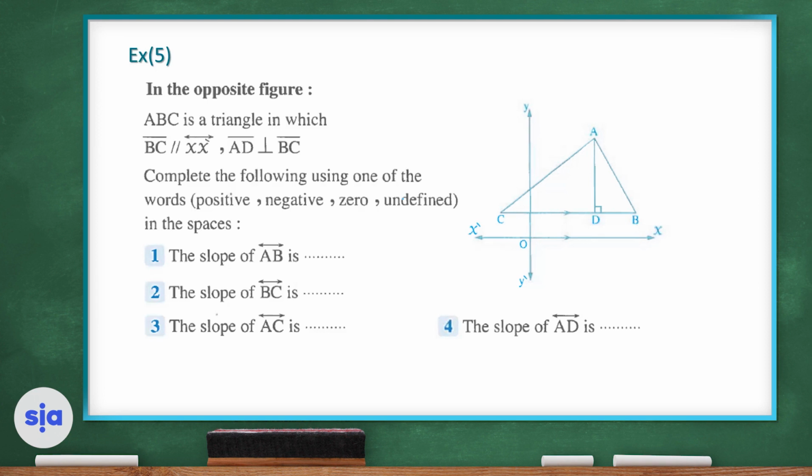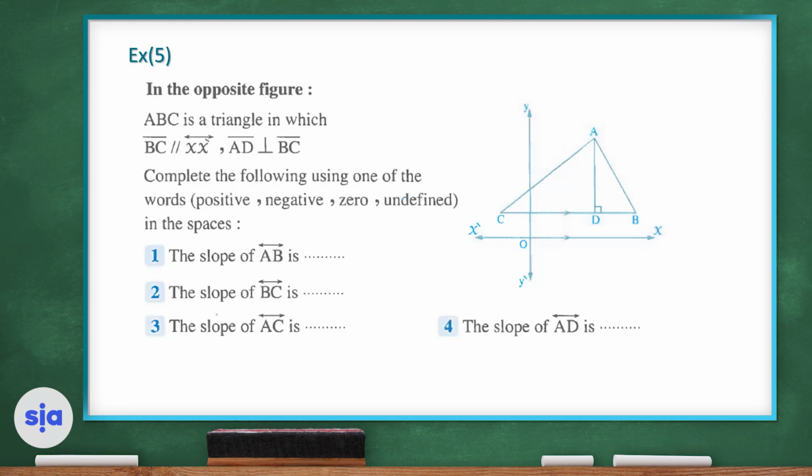Example 5, in the opposite figure, ABC is a triangle in which BC is parallel to XX dash and AD is perpendicular to BC. Complete the following using one of the words positive, negative, 0, or undefined in the spaces. Question 1. The slope of AB is what?